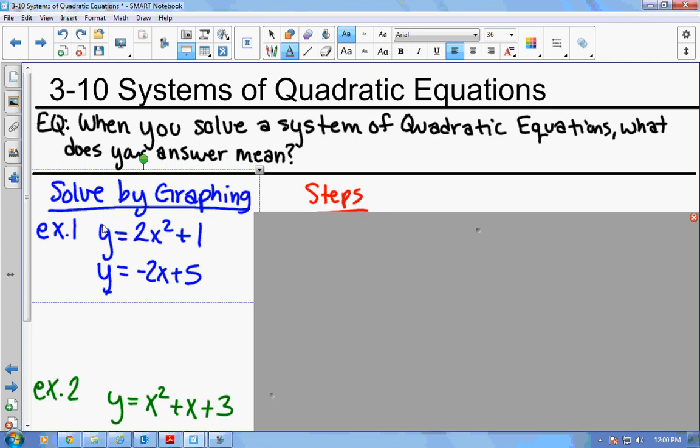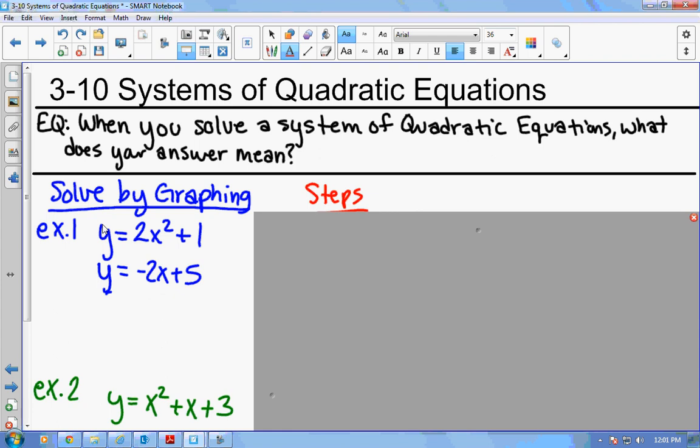Good. Okay, versus this one, Arya, what's the bottom function? Quadratic or linear? Linear, because it's not squared. It's x to the first power. Quadratic will be that U-shaped parabola. Linear is a straight line. Okay? So, solving by graphing, we're going to put them in our calculators.